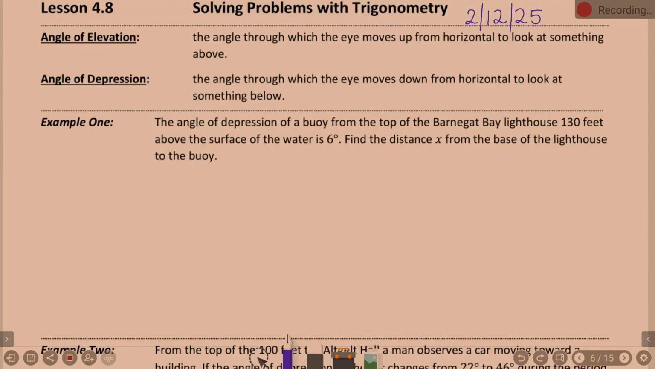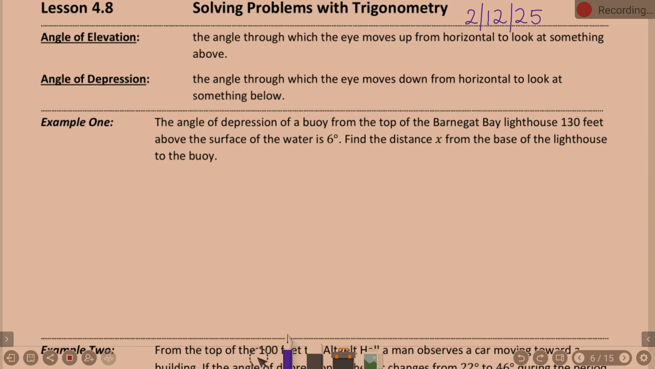So, lesson 4A, it's solving problems with trig. Couple of vocabulary words. You're already a little familiar with this, but angle of elevation: the angle through which the eye moves up from the horizontal to look at something. So, that's like if you're looking at the top of the building. The angle of elevation is the difference between your horizontal and your line of sight going up there. Okay, so that's your angle of elevation.